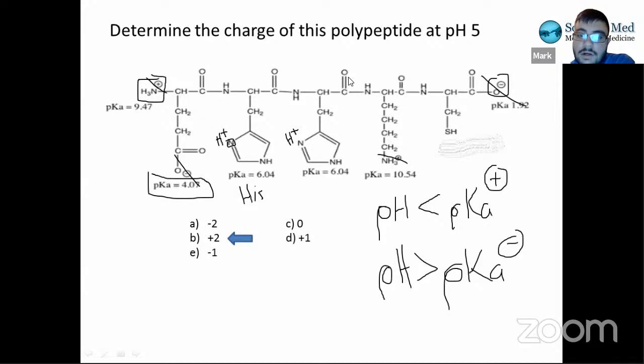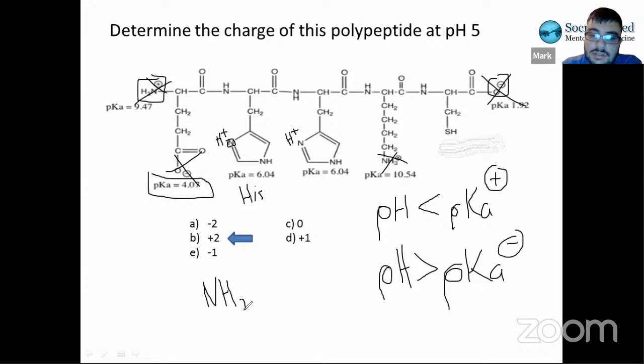Somebody mentioned in chat, "I used the last two cancel out to neutral." If you want to type in chat what you meant by that, I canceled out this one and this one because this one's positive, this one's negative. Positive and negative cancel, so these don't matter. Essentially, they're neutral, but these are both positive, so it's +2. And what I said was protonated doesn't always mean positive. Deprotonated doesn't always mean negative.